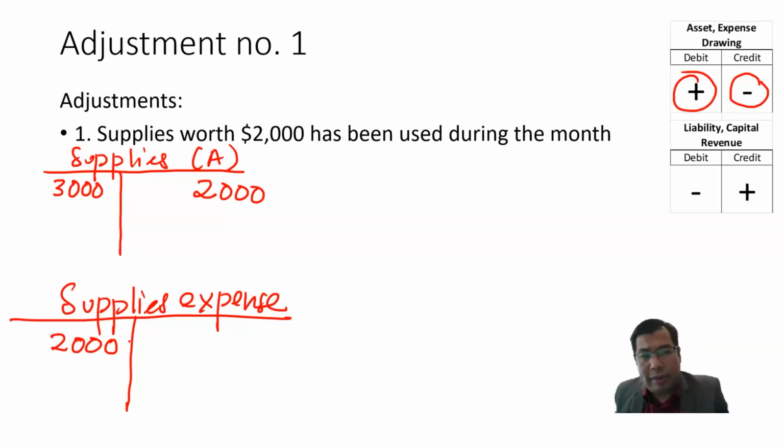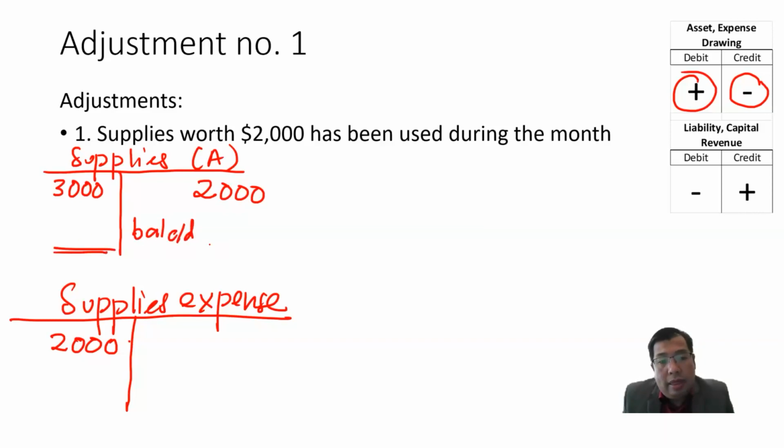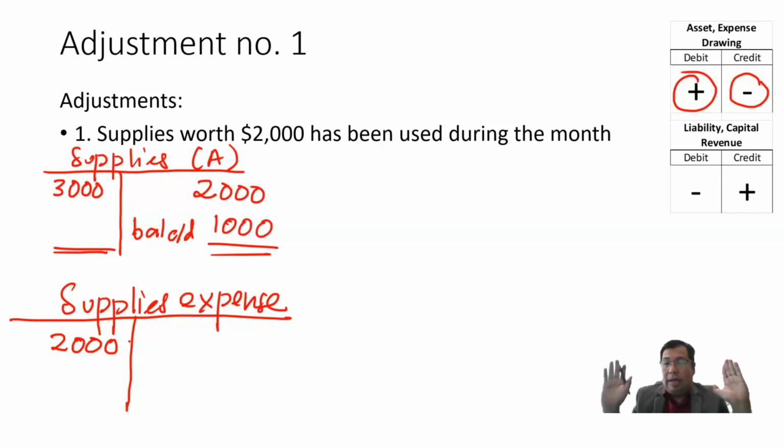That is a question. Maybe some of you might get confused. Why do we minus 2,000, not 1,000? Because the question clearly states that supply was 2,000 has been used. Has been used means you already used that. So that's why I reduce my supply by 2,000. So the balance here will be, where's my balance c/d here? My balance will be 1,000. This is my new balance for supply assets.